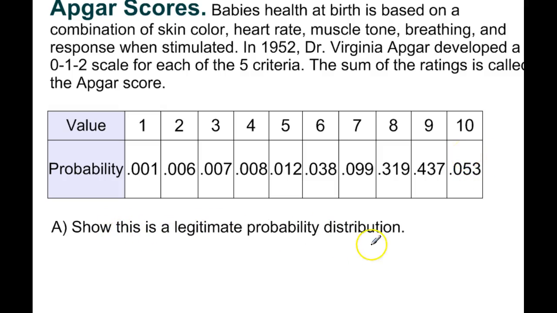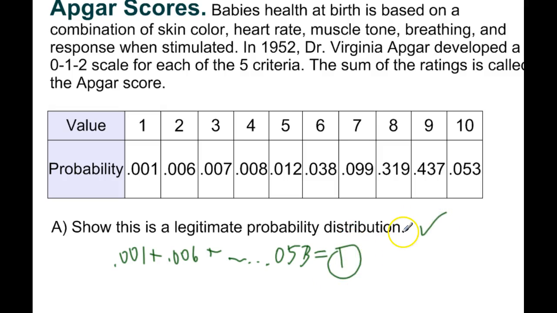Show this as a legitimate probability distribution. How would we do that? Well, you just take these numbers and add them up. 0.001 plus 0.006 plus all the way up to 0.053. And if they add up to be 1, then we know that that is a legitimate probability distribution. Just use your calculator and check that.